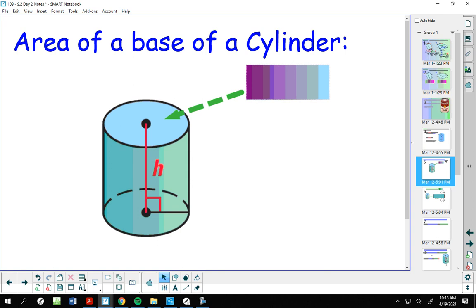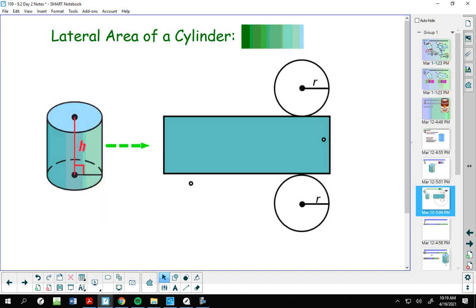The area of a base of a cylinder, well, our base is a circle, and the area of a circle is pi r squared. We just did that in chapter 8. The lateral area, remember, is the area of everything but the bases. When you actually draw a net of a cylinder, this is what it looks like, and the lateral area ends up being a rectangle. So we do length times width. Well, what is the length and width of this rectangle?